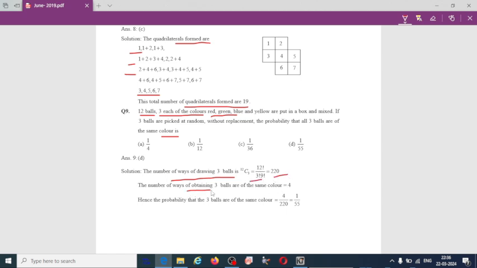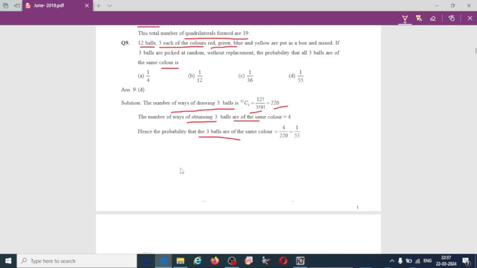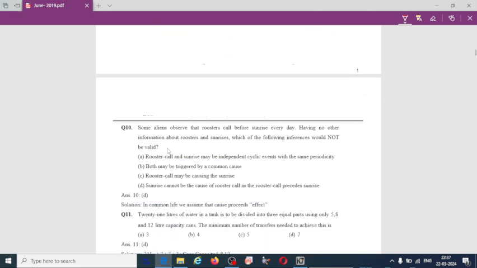The number of ways of obtaining 3 balls of the same color is equal to 4. So hence the probability that the 3 balls are of the same color is 4 divided by the number of ways of selecting, 220, that is 1/55. So option D is correct.